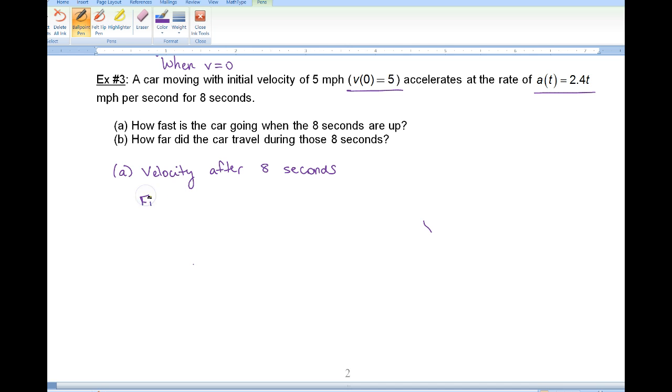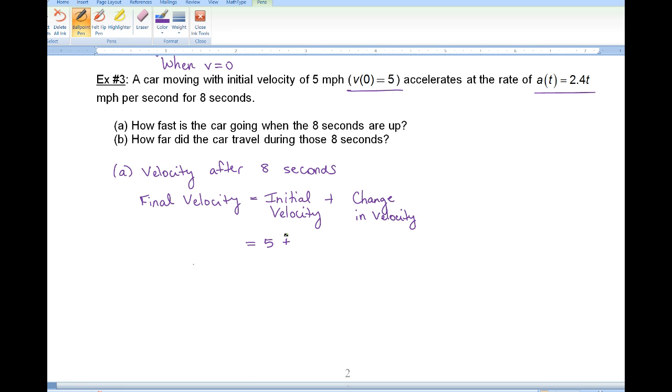This is kind of like, remember how I said final position? We're looking for final velocity. So we're looking for initial velocity plus change in velocity. Does that make sense? Like it's starting out with an initial velocity of 5 miles per hour, and then over the 8 seconds, it's accelerating. So it's going to be 5 plus. How do I find the change?